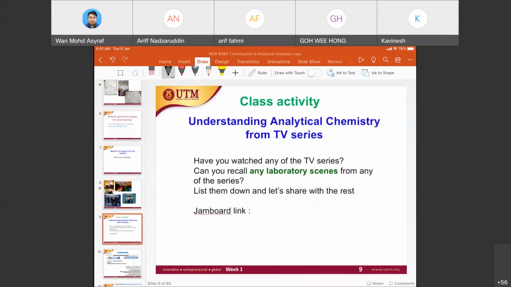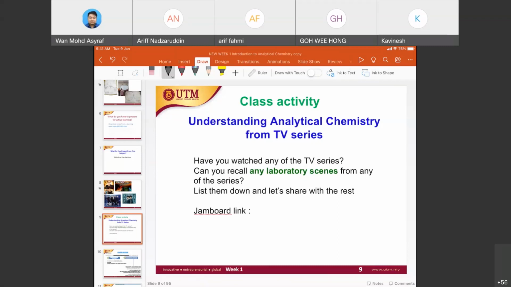So, understanding analytical chemistry from TV series. Okay? Have you watched any of the TV series? Can you recall any laboratory scenes from any of the series? List them down and let's share it with the rest. We were supposed to have a Jamboard link here, but I don't have a Jamboard link. Can you just put in the chat what you think? What kind of activities have they done inside the TV series for you to think, oh, they have something to do with analytical chemistry? Apa benda?